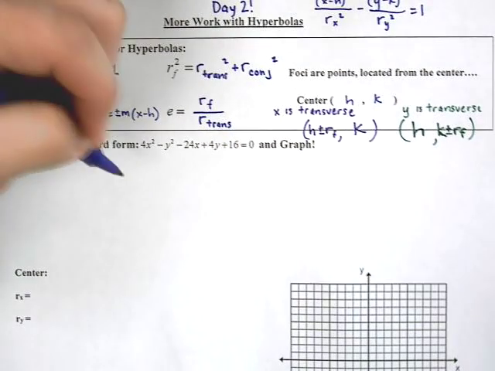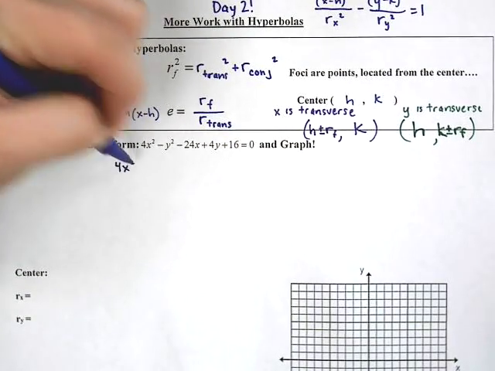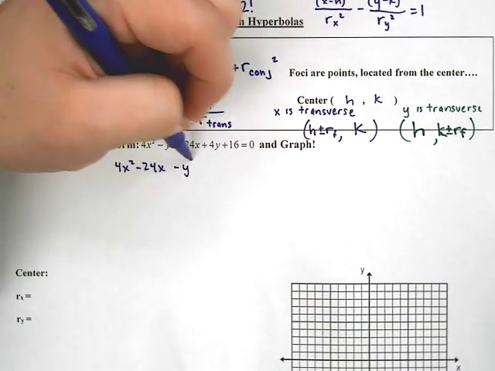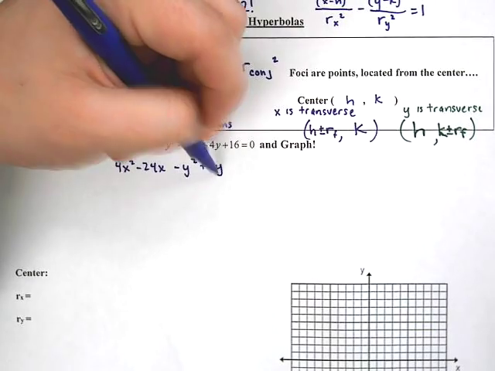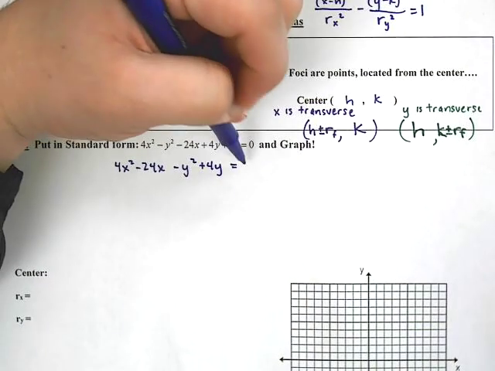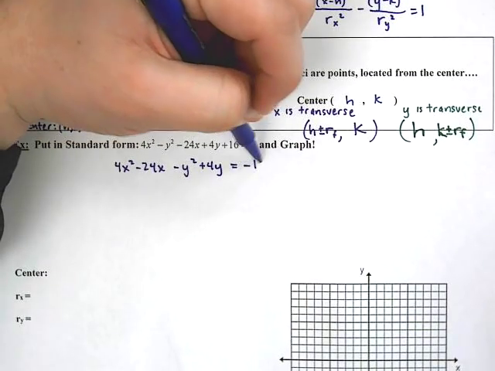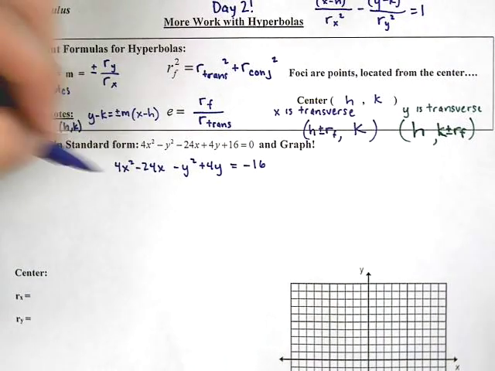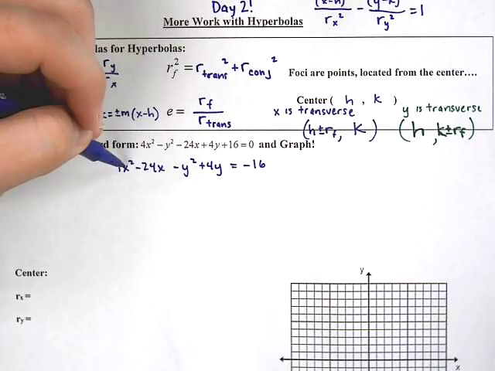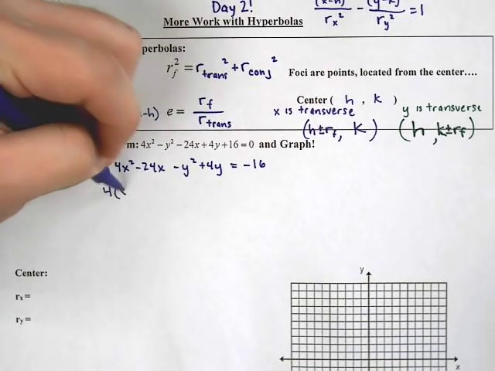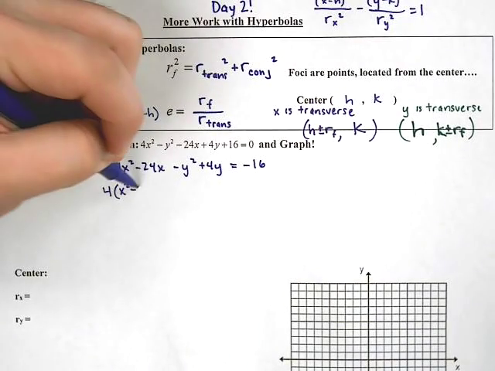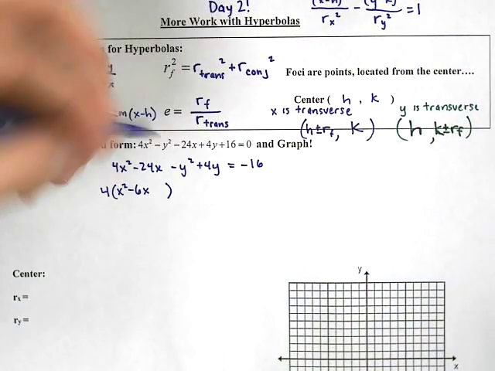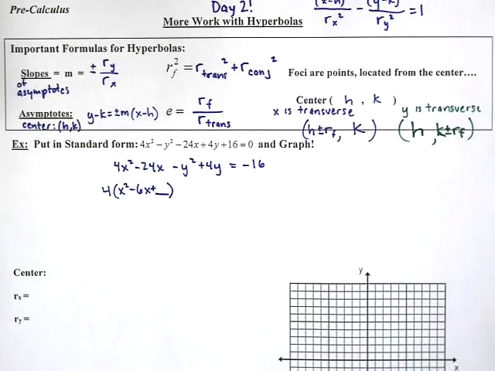I like to write it as 4x squared minus 24x, then minus y squared plus 4y, and lastly, I want to move that constant over to the other side. I do this because now I can complete the square twice. I see a 4 in front of x squared, so I factor it out. And that'll leave me with negative 6x. I know I'm going to have to leave a space in there, right? So I'm going to just put a blank in.